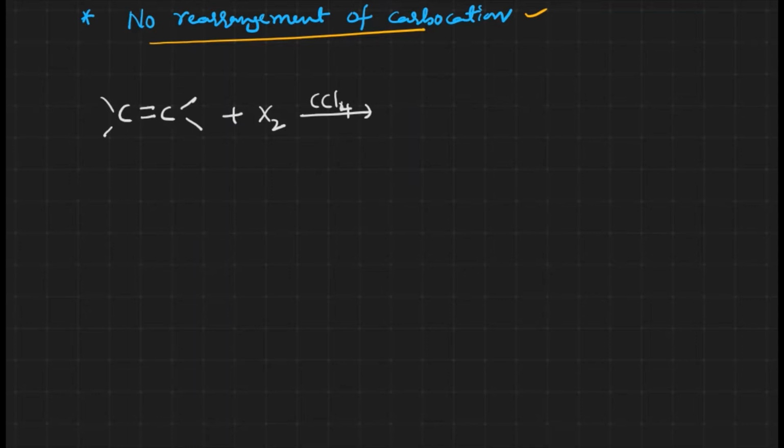Let me give you the direct product over there. What is this? Trans product has formed. This is the trans product. Anti-addition has taken place. Now let us see how the mechanism takes place for the reaction.